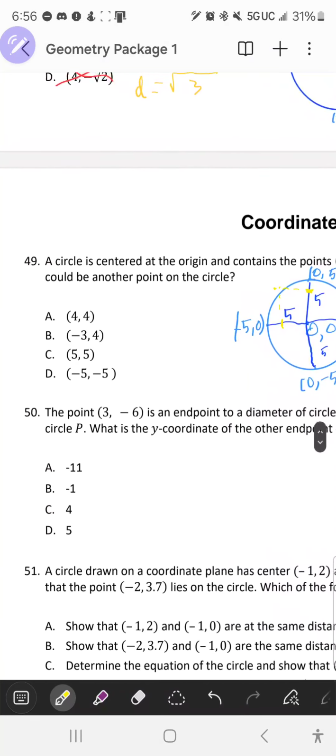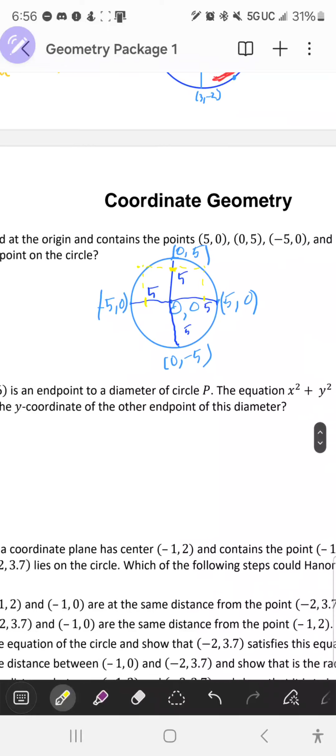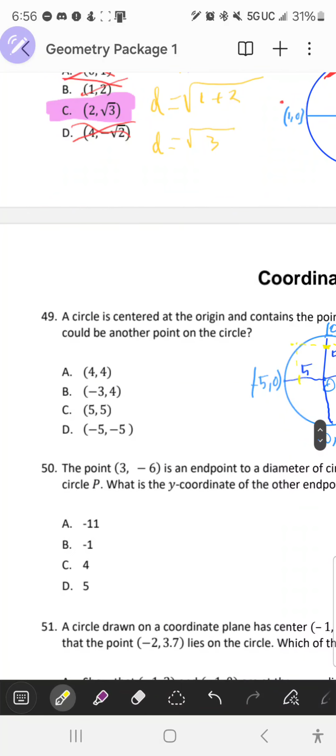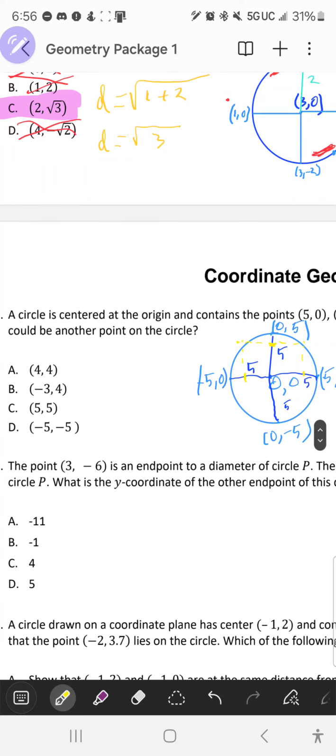Then, wait, okay, 4 comma 4 is going to be here, and this is 4, so it's going to be here. It's also a little bit outside. So, we don't know, because they're asking which of the following could be another point of the circle. Could be, cannot be, sometimes we need to calculate it.